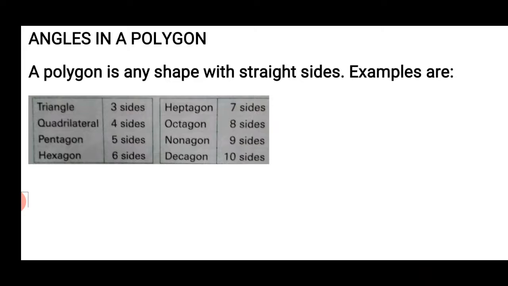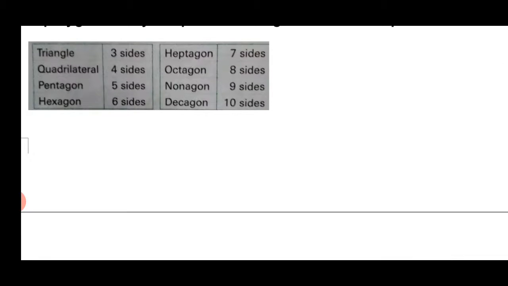Examples include triangle, which has 3 sides. Quadrilaterals have 4 sides. Pentagon has 5 sides. Hexagon 6 sides. Heptagon 7 sides. Octagon 8 sides. Nonagon 9 sides. Decagon has 10 sides, and so on and so forth. So when a shape is bounded by straight lines, we refer to it as a polygon.